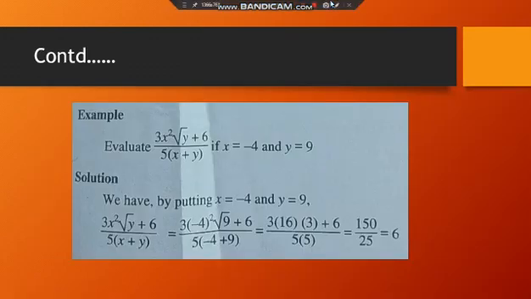Let's solve another example, which is the evaluation of algebraic expressions: (3x²√y + 6) divided by 5(x + y). Here I will simply substitute the values x = −4 and y = 9. So after putting in the values, 3 into (−4)² under root 9 plus 6, divided by 5(−4 + 9). Under root 9 is 3, and (−4)² is 16, and after multiplying these three numbers and adding 6, I will get 150 divided by 25, and my answer will be 6.